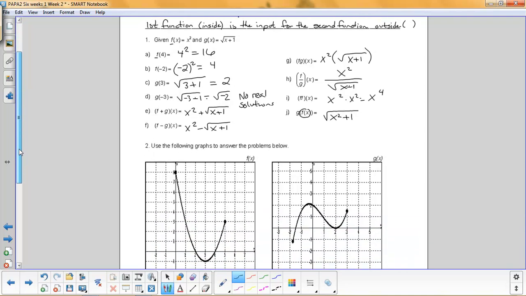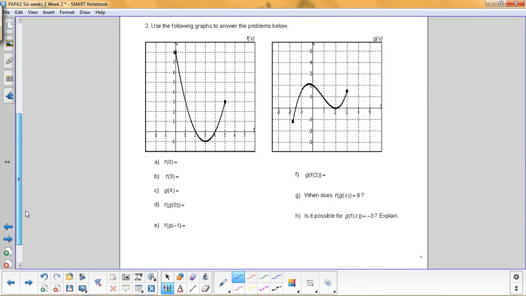Now we'll look at graphical representation of compositions of functions. We'll be moving back and forth between the two functions, so pay particular attention to which graph you're supposed to be on based on which value you're looking at for your variables. So f of 0, that is 8. f of 3, that is -1. g of 4 is not possible. It is not part of the solution set. It is not on the line. Does not exist.